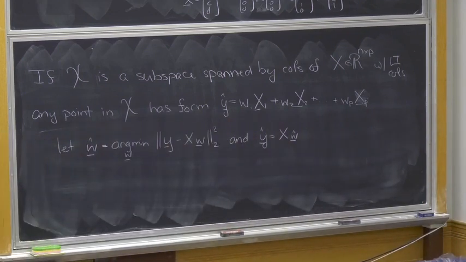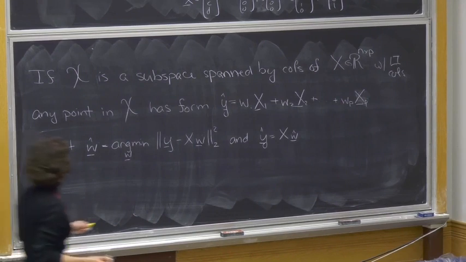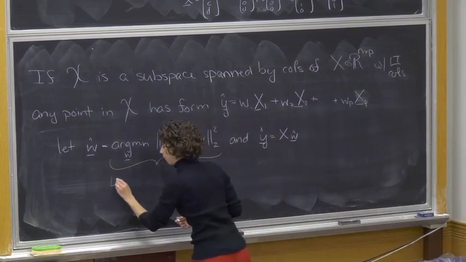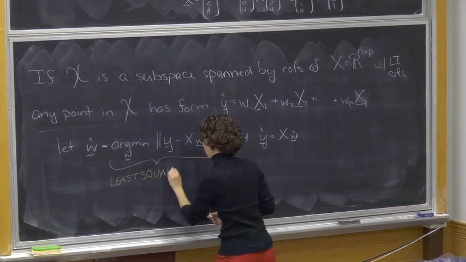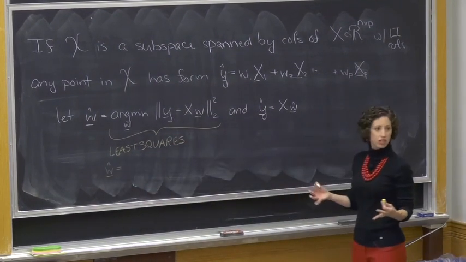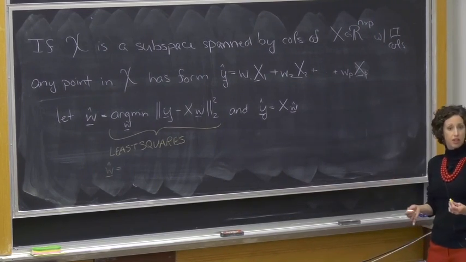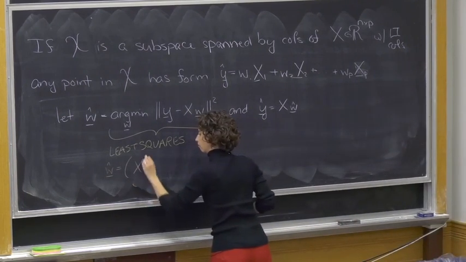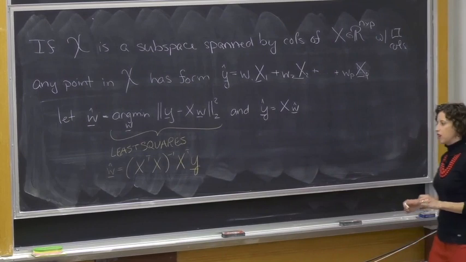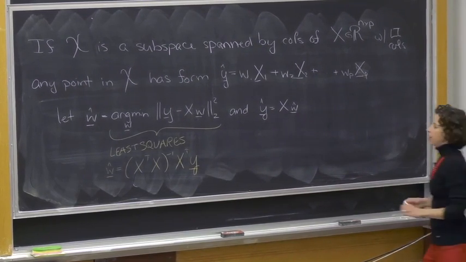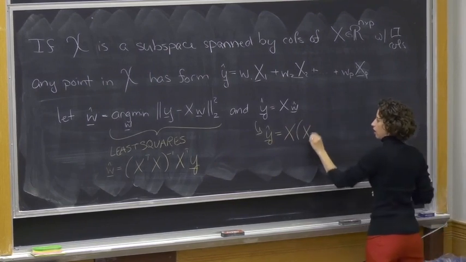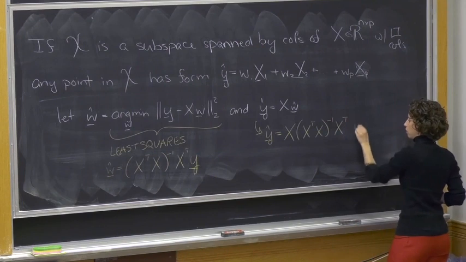Okay, but now maybe things are starting to look, hopefully, a little bit familiar. So what kind of problem is this? This is least squares, right? And what's an expression for w hat? What did we say is the least squares weight vector? We had an expression for it. Yeah. That's exactly right. We said w hat is X transpose X inverse times X transpose times y. And so now y hat is just X times w hat. So it's X times X transpose X inverse X transpose times y.